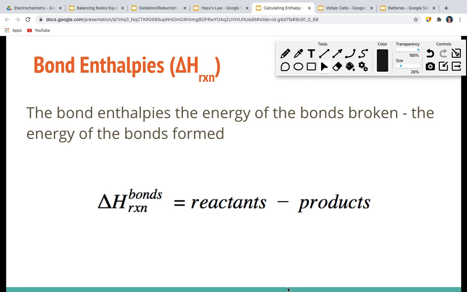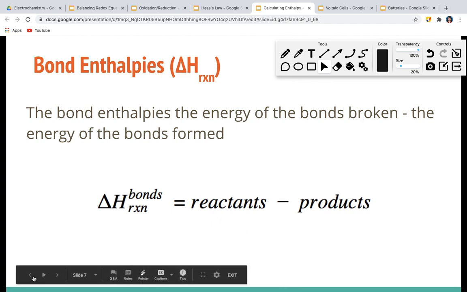And talk through bond enthalpies. So this is another way to calculate the enthalpy of a reaction, where we take into account the bonds broken versus the energy of the bonds formed in a reaction.